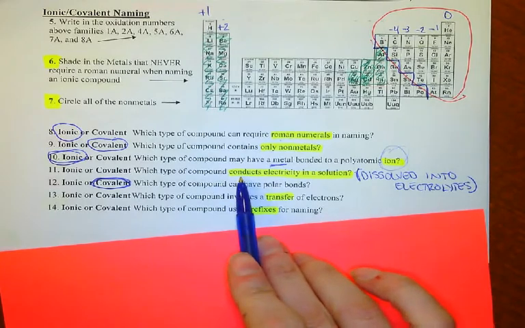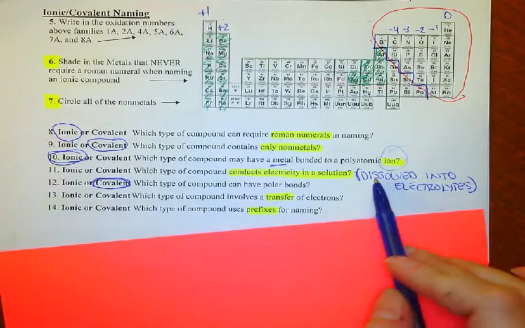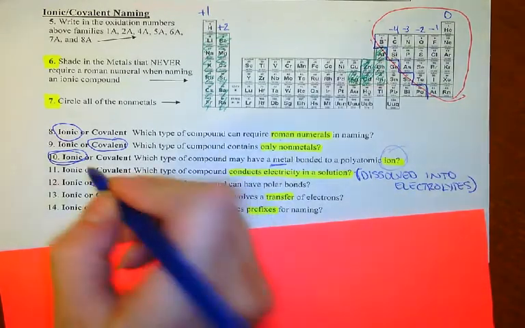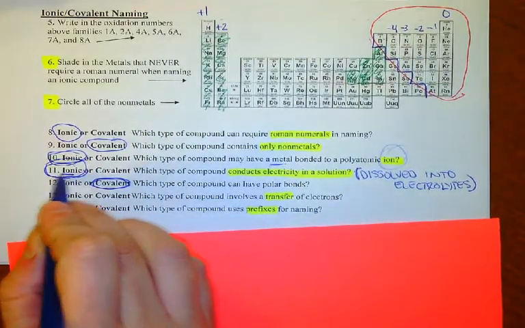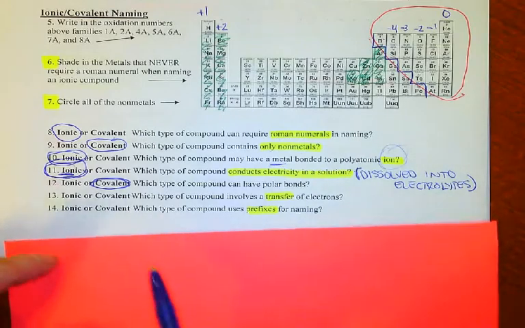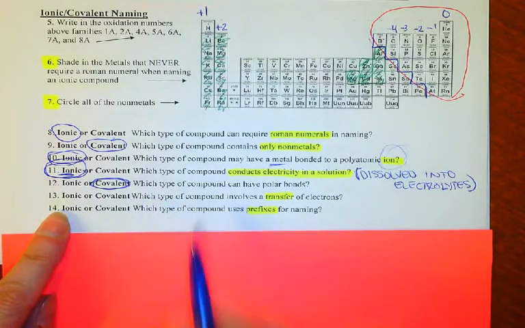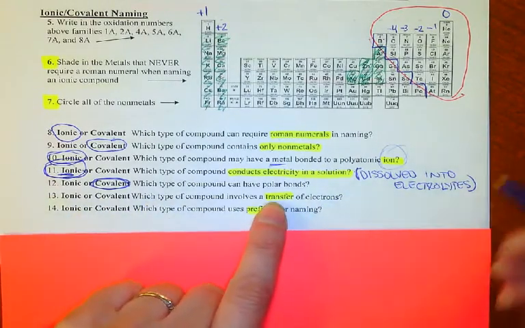Which type of compound conducts electricity in a solution? That means when it's dissolved into electrolytes, and that's ionic. In order to conduct electricity, you need a charge, and that's an ion. Right? Ionic or covalent? Which type involves the transfer of electrons?